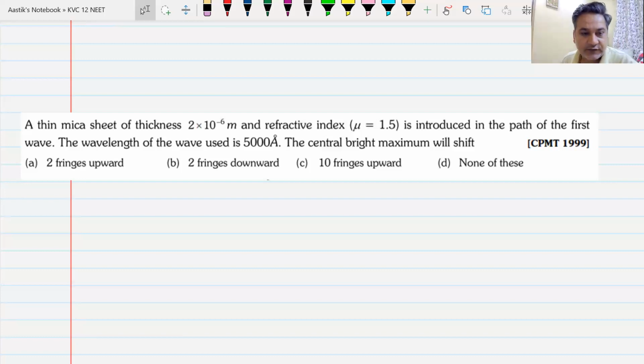A thin mica sheet of thickness 2 into 10 to the power minus 6 meters and refractive index mu 1.5 is introduced in the path of the first wave. First wave means the upper wave, upper slit. The wavelength of the light used is 5000 Armstrong unit. How much will the central maxima shift? I'll give you 2 minutes to do this.